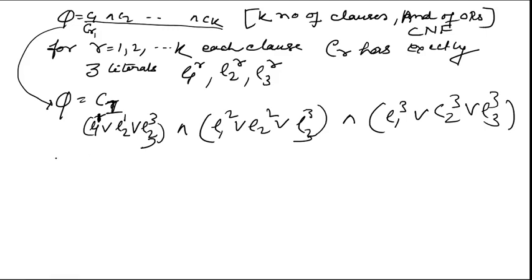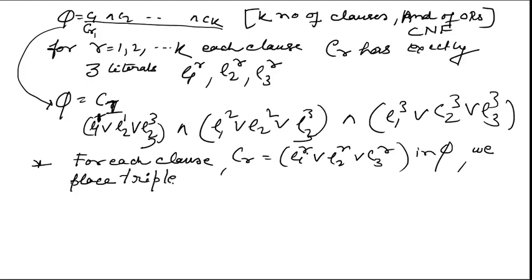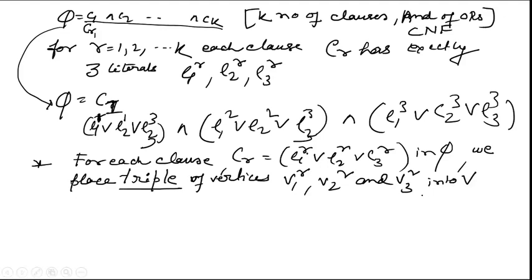As I already told you, we have to construct a graph G such that phi is satisfiable if and only if G has a clique. Again, we write from this: for each clause CR, which is of C1R, C2R, L1R, L2R, L3R in phi, we place a triple, an important triple, of vertices V1R, V2R, and V3R into V. We are placing these 3 vertices.